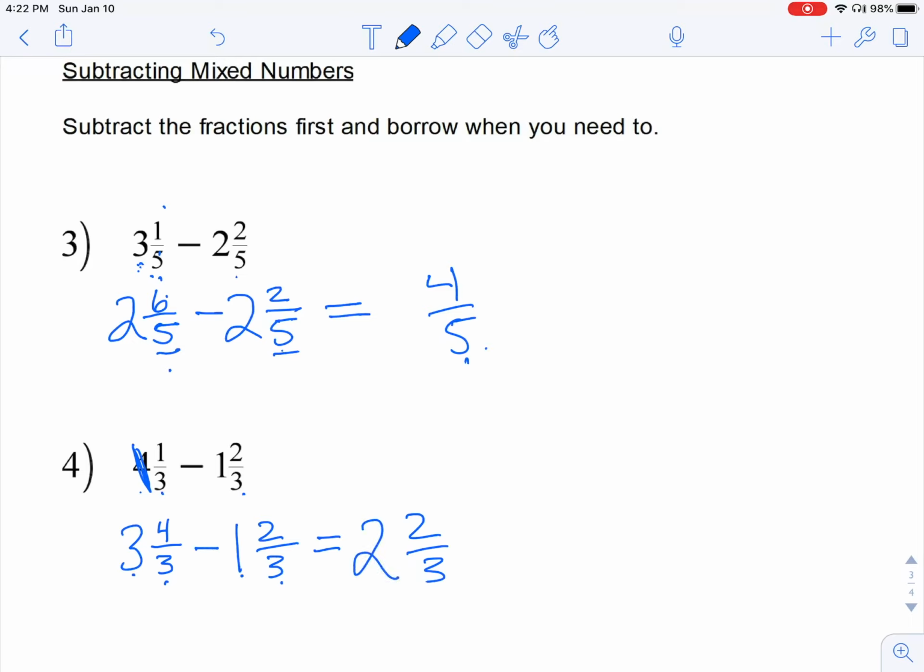So go ahead, check your work, and re-watch this video if you need to, as many times as you need, so that you can feel comfortable subtracting mixed numbers, especially on some of these trickier ones that require you to borrow.